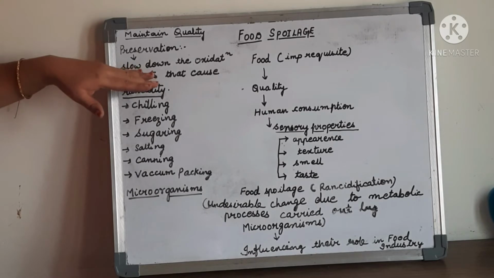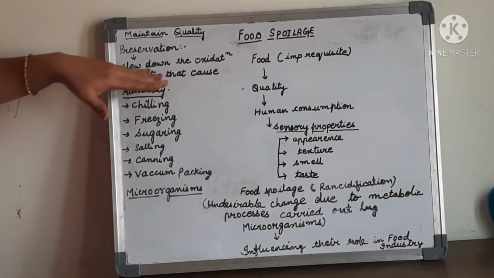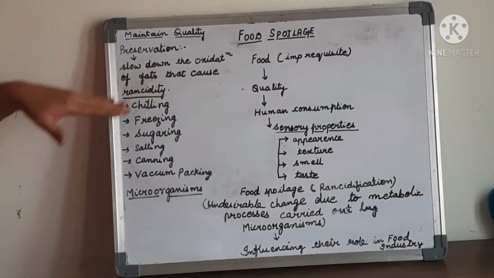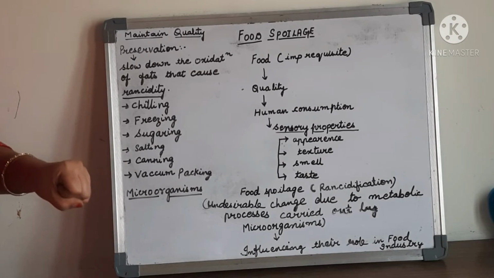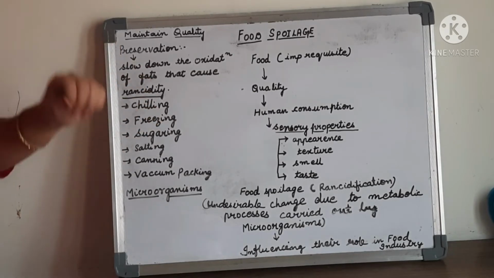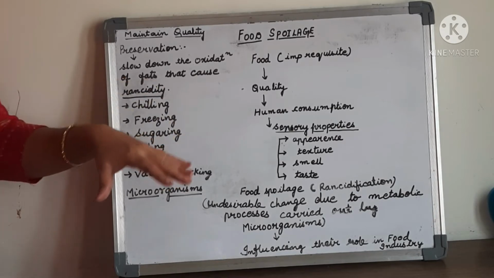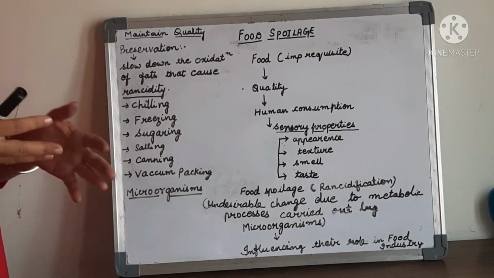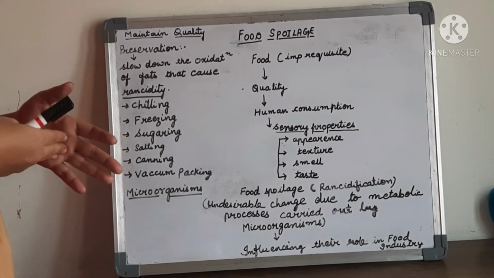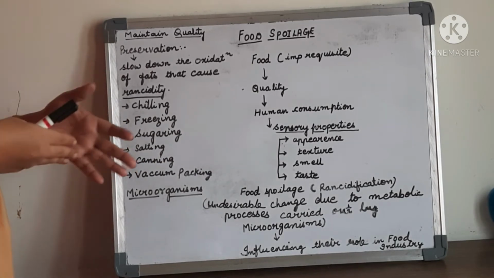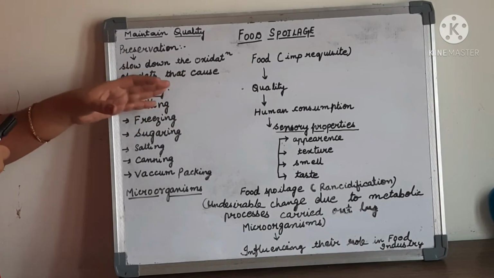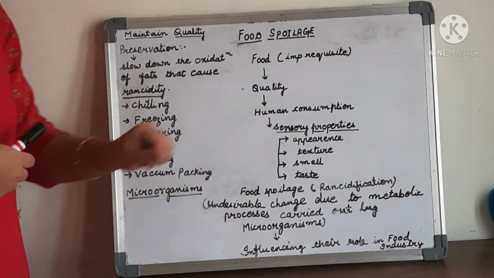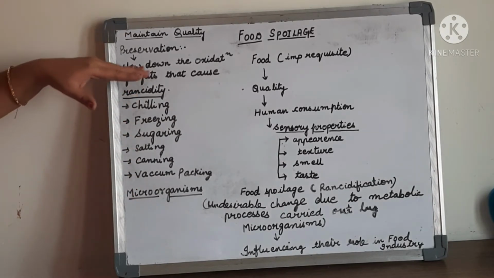In preservation methods, they slow down the oxidation of fats or oils that cause rancidity. What is rancidity or rancidification? It is nothing but complete or incomplete oxidation or hydrolysis of fats and oils that is brought about by factors such as air, light, moisture as well as microbial activity. Any such disturbances will bring about the process called rancidification.